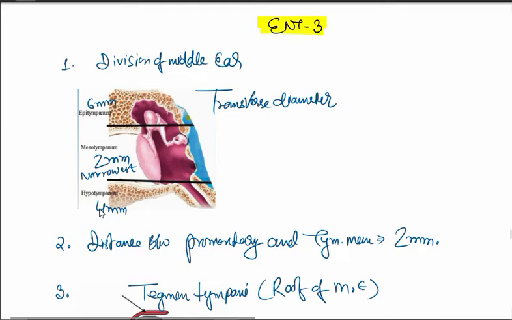Okay, so let's talk about the transverse diameter of the middle ear. There are three divisions: epitympanum, mesotympanum, hypotympanum, and the narrowest transverse diameter is of the mesotympanum. Mesotympanum is only 2 mm, and the largest is the epitympanum.